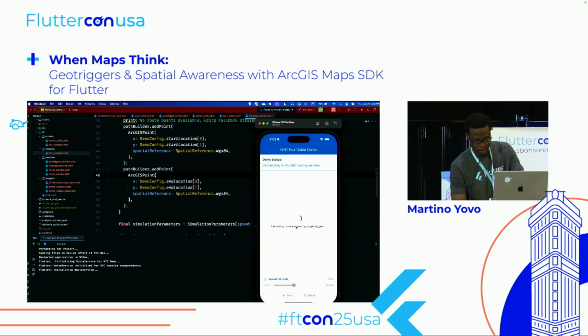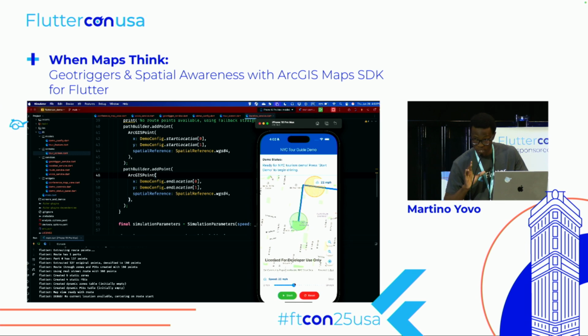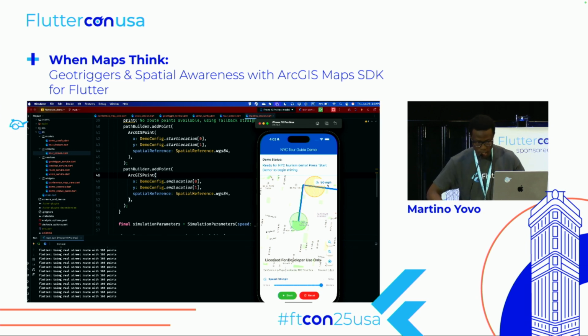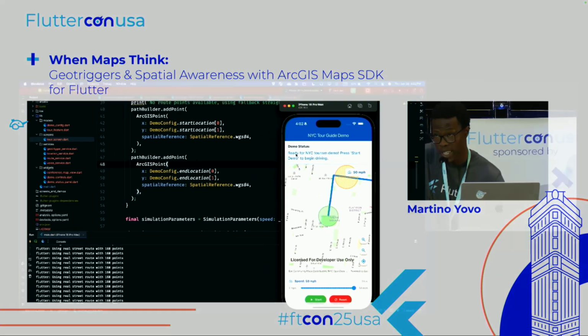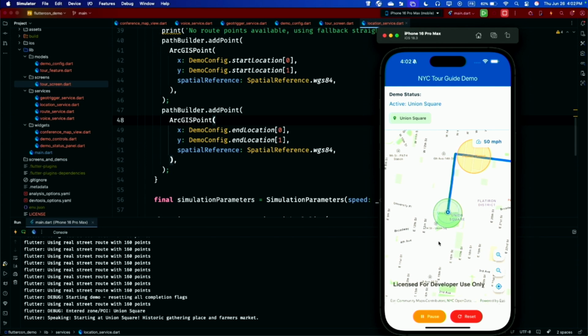When we run it, here you can see I made sure to define a speed for my demo, so I can customize the speed, and it's reflecting directly here. The initial demo status is ready for NYC tourism demo. Press start demo to begin driving, and this is real time with the voice. When I click on play, starting at Union Square, historic gathering place and farmers market.